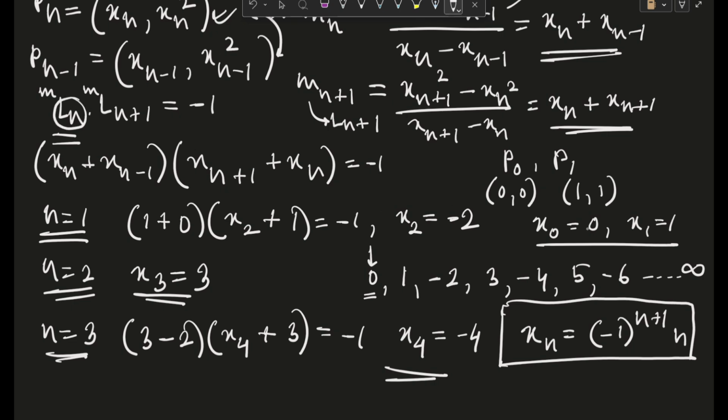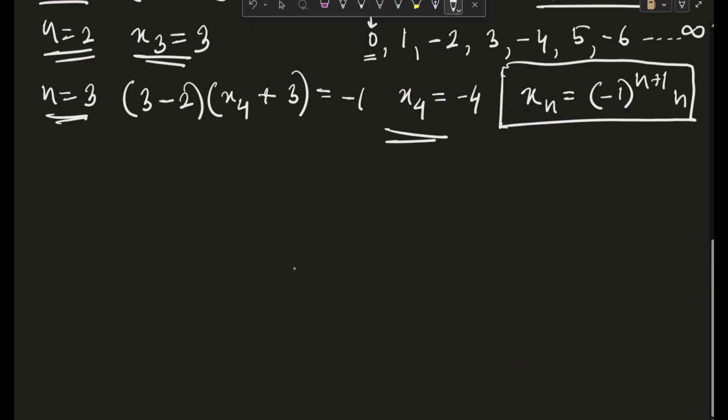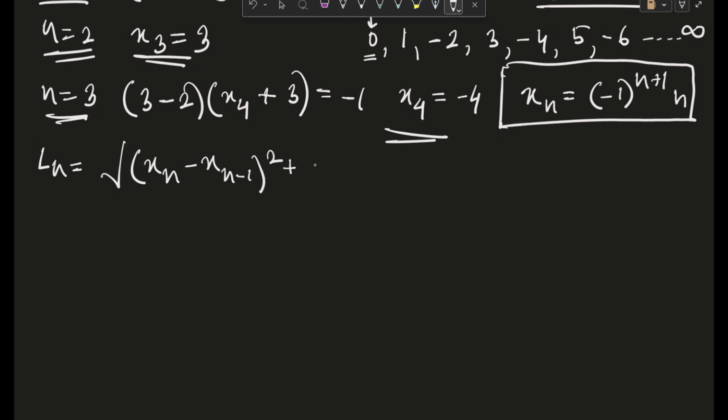Okay, anyway, now we are required to find out the distance between Pn and P of n minus 1. So let's try to do that. Guys, I hope you remember our Pn and Pn minus 1. Basically our ln will turn out to be root under xn minus xn minus 1 whole square plus xn square minus xn minus 1 square, this whole squared, and this is a whole root under.